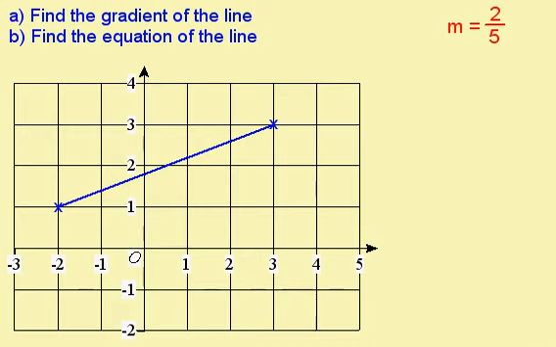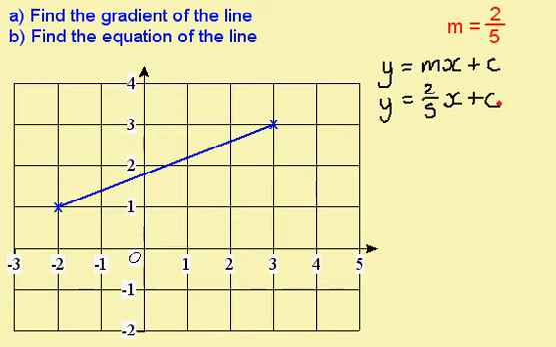I now know that the gradient of the line is 2/5, and I need to find the equation of the line. The equation of the line will have the form y equals mx plus c, and I know that m is 2/5. I also know two points on the line. I know minus 2, 1, and I know 3, 3. I'm going to use 3, 3 to find out what c is. So I have a y value of 3 and an x value of 3.